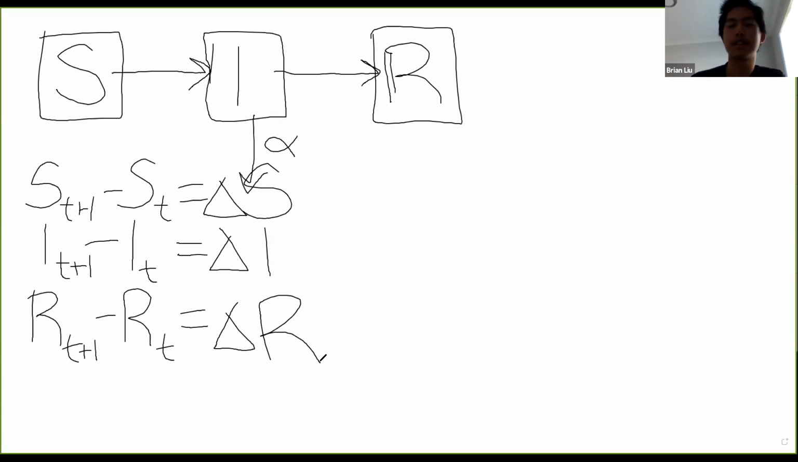Okay, so first let's look at the change in the number of people susceptible. Say there are this many people susceptible today and this many people susceptible tomorrow. What changes is the number of people from the susceptible class who have been infected, right? So that's, well, actually no.